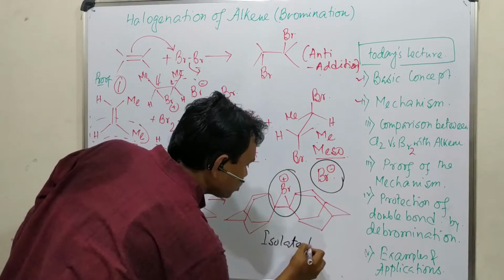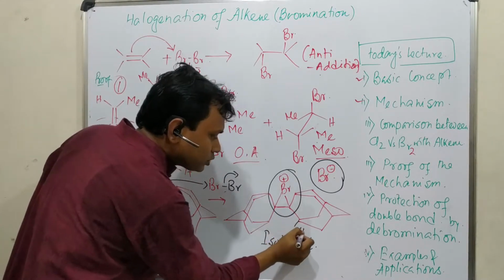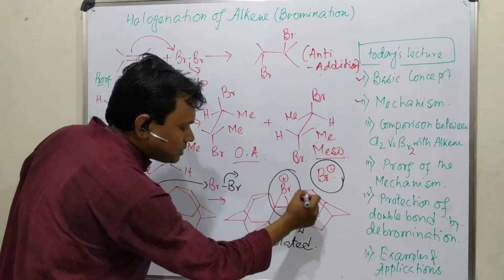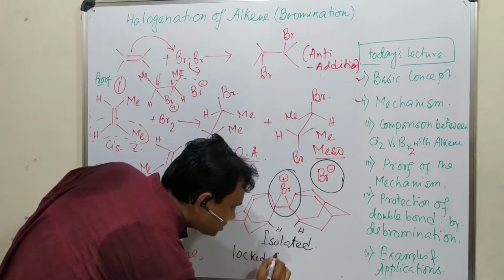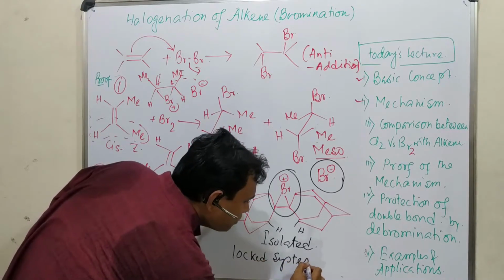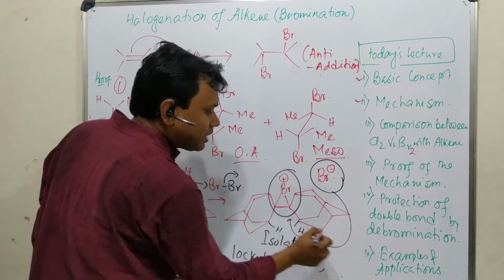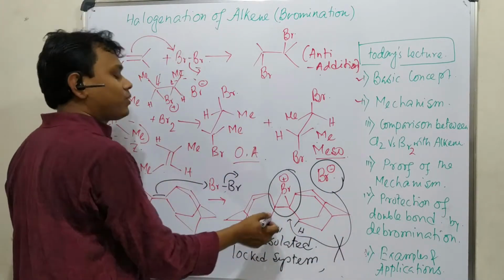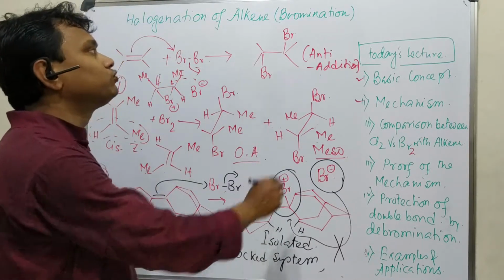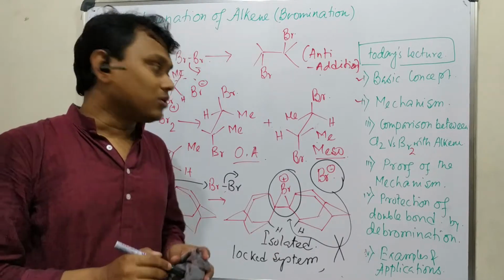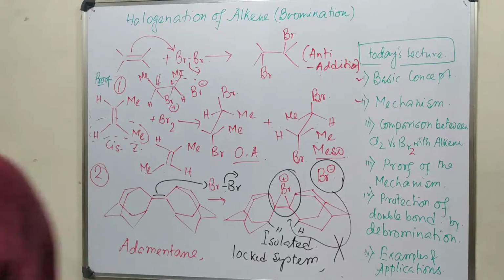You may ask why this is isolated? Because you can see this portion, there is an H, there is an H, and it's a completely locked system. Completely locked system. So the bromide anion cannot attack. That's why this ion pair is isolated. So this is the most interesting proof of this concept, that this reaction proceeds through the 3-member ring formation. Okay?